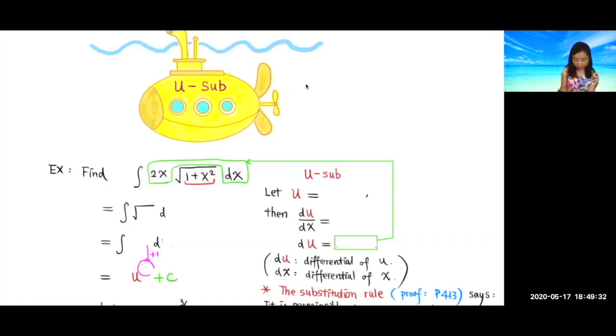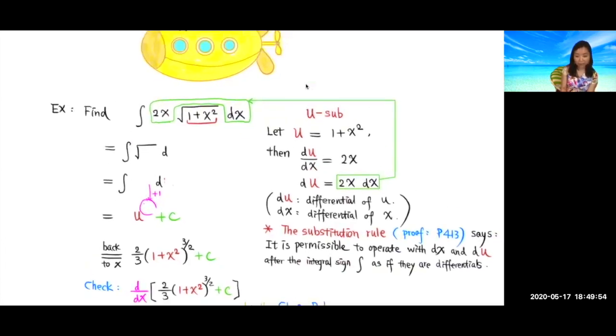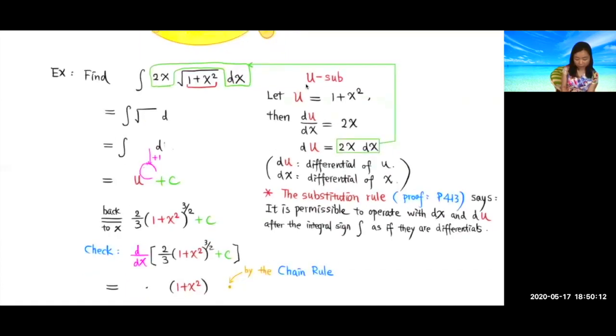So we're going to let u equal 1 plus x squared. Now du/dx will be equal to 2x. Then du is equal to 2x dx. Now if you take a look here, the 2x dx actually occurs in the integral. You have 2x dx over here. We can replace this 2x dx by du. In fact, this is actually proven.